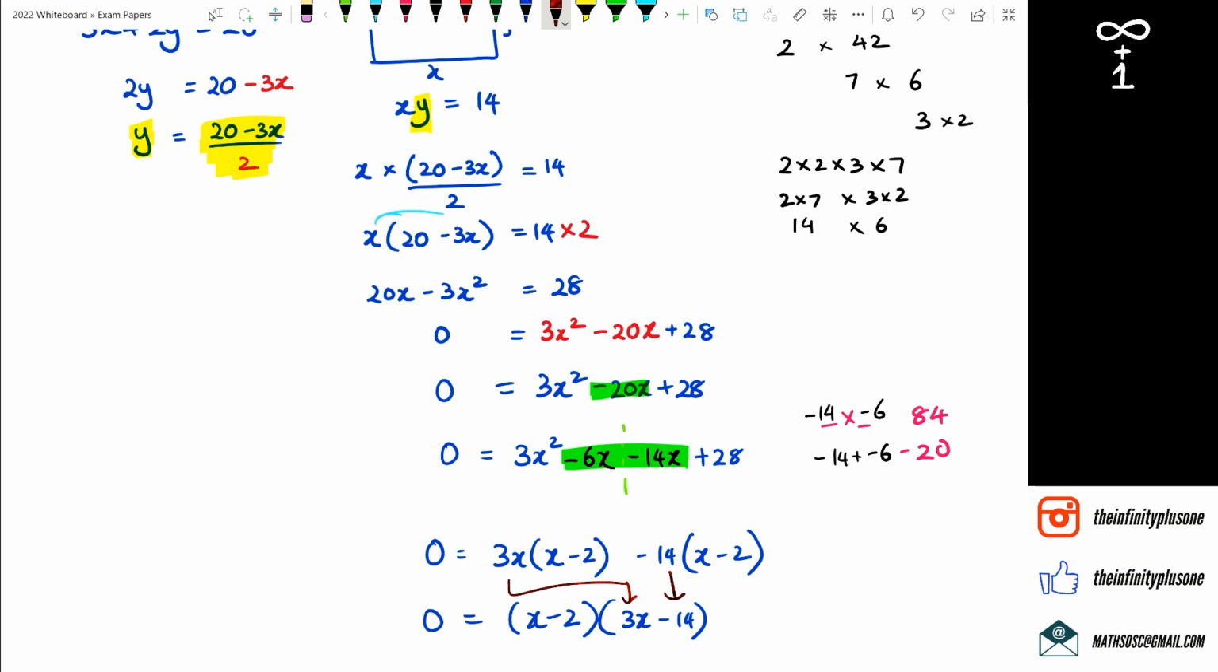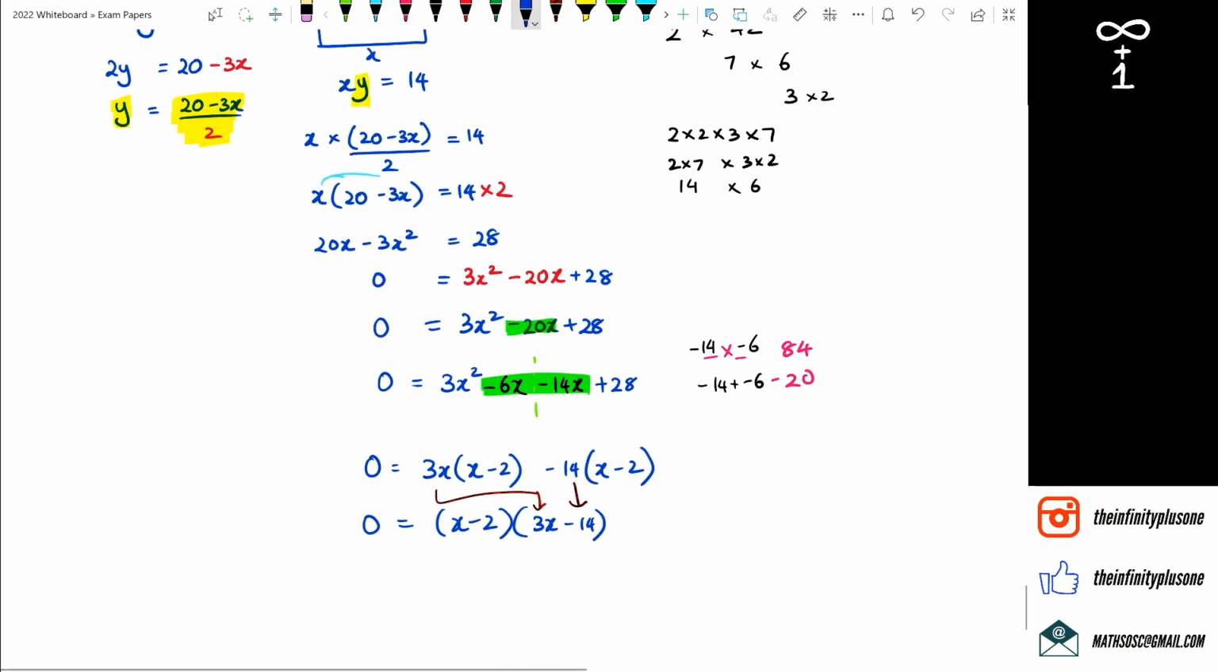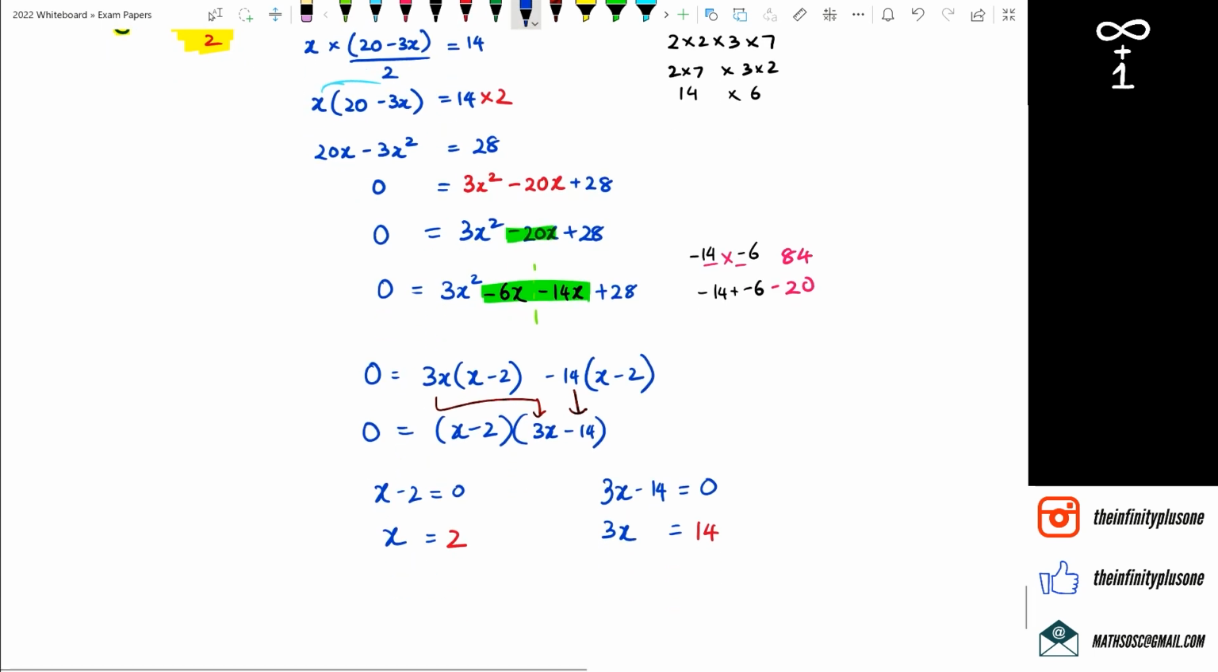Now let's figure out what those two answers are. We've got x minus 2 is equal to 0, so x is equal to positive 2. There's our first solution. Our second solution is 3x minus 14 is equal to 0. So 3x is equal to negative 14, and when it comes to the other side it becomes positive 14. We can leave x by itself, which is 14 over 3. So our two answers are x is equal to 2 and 14 over 3.